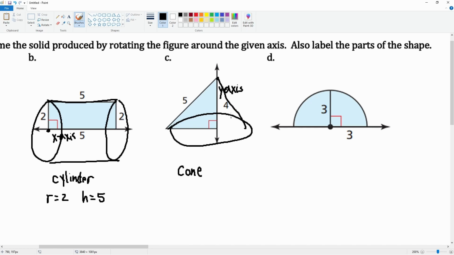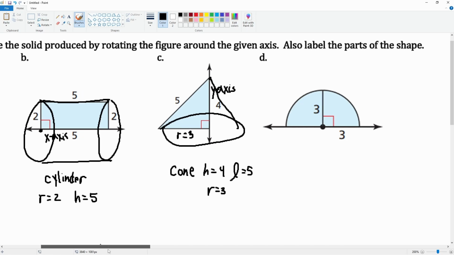And when it becomes a cone, this looks like it has a height of 4. And this is the slant height of 5. And if we do the Pythagorean theorem, you're going to get the radius of 3 here, radius of 3, because that again is from a Pythagorean triple.